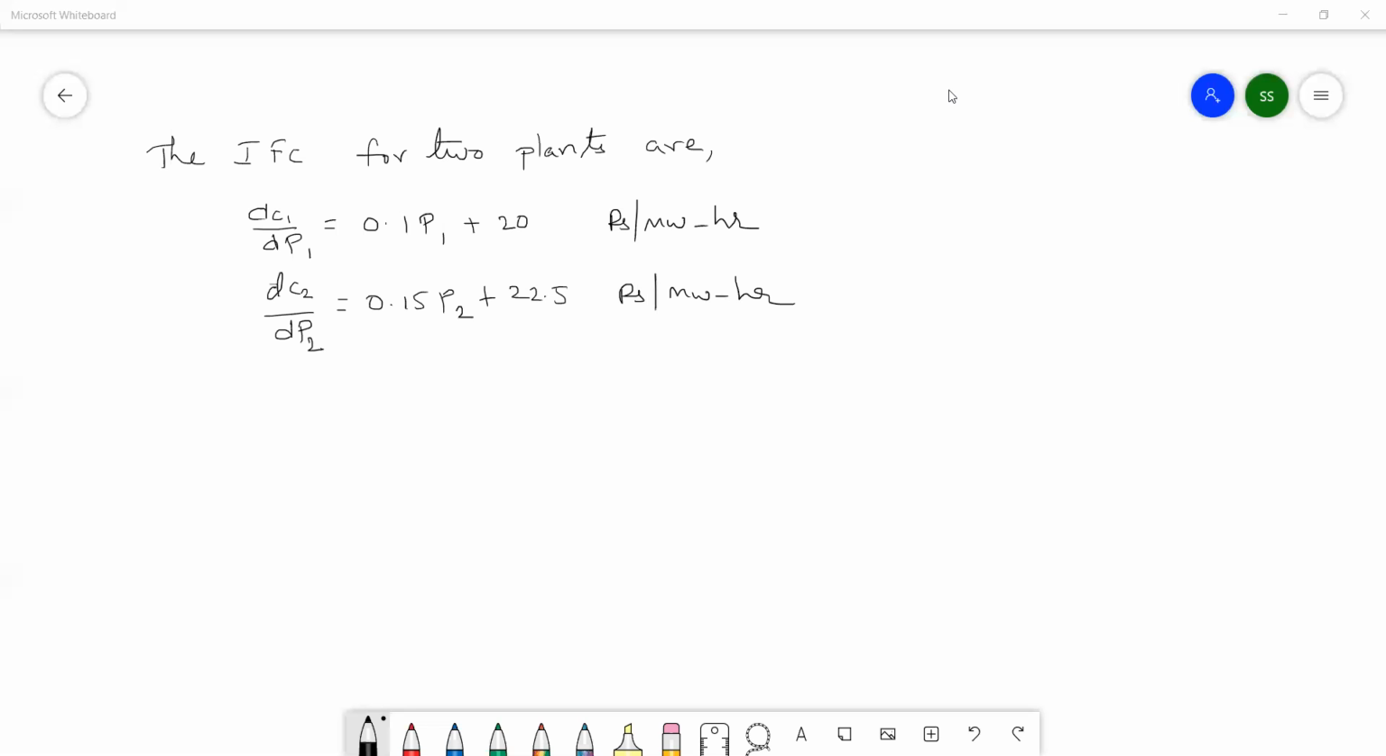So substitute the values of P1, P2, L2. That is L1 into dC1 by dP1, given as 0.1 P1 plus 20, equals L2, already calculated as 1.25, times dC2 by dP2, given in the problem as 0.15 P2 plus 22.5. In the given problem they mentioned P1 equal to P2 equal to 100, so substitute that in this equation and finally you can obtain the penalty factor for plant 1, that is L1.